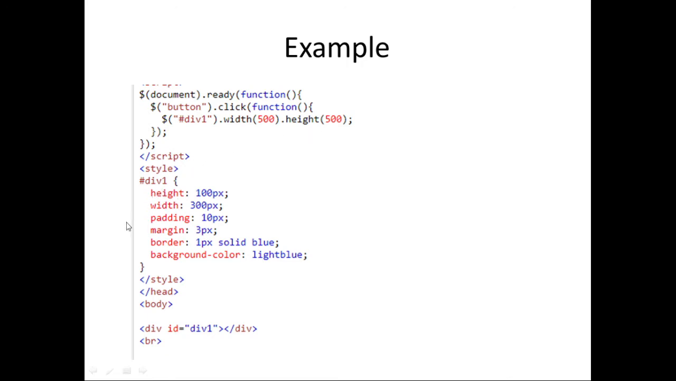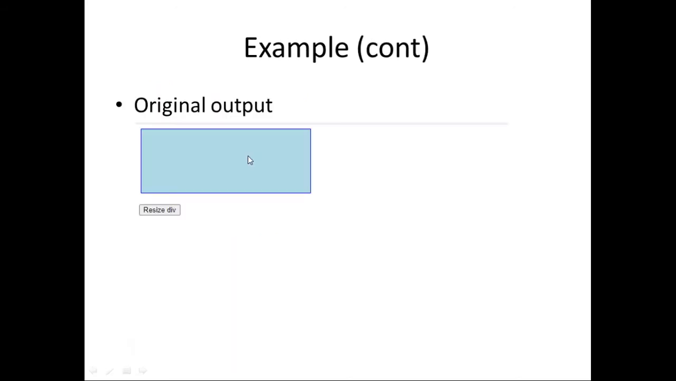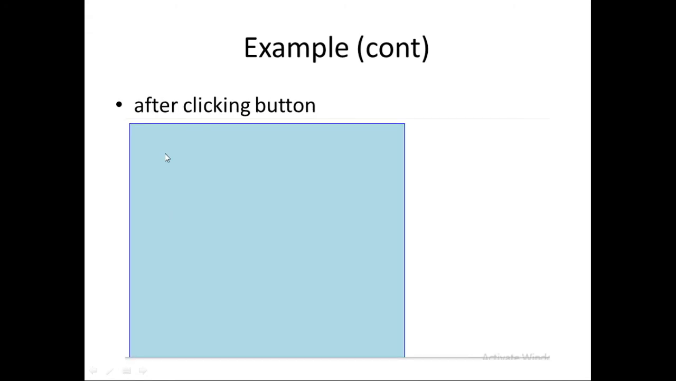So let's say originally the division has this height and width. Then if you click on the button, it will change the height and width. So let's say, for example, this is the original division. Once we click on this button, it changes the height and the width of the division.